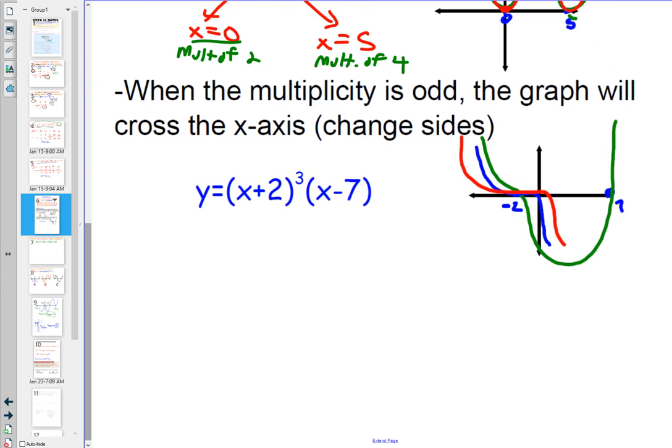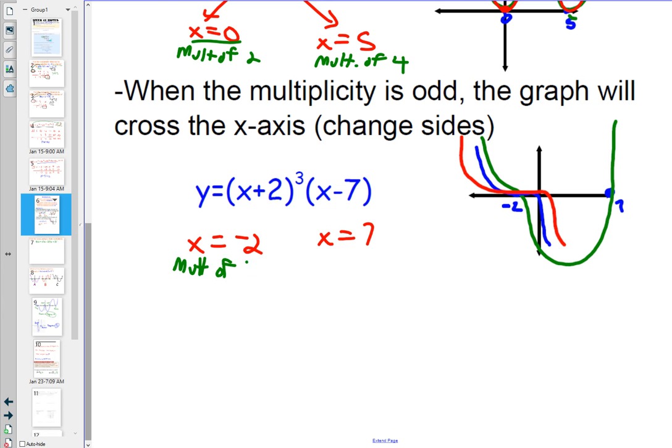Look at this next function. What's the degree of this next function? It is fourth degree, but that fourth degree comes from two unique factors. What would be the roots that come from these factors? Negative 2 and 7. But in order to predict or determine what happens on a graph, we want to look at the multiplicity. What's the multiplicity of the negative 2 there? 3.